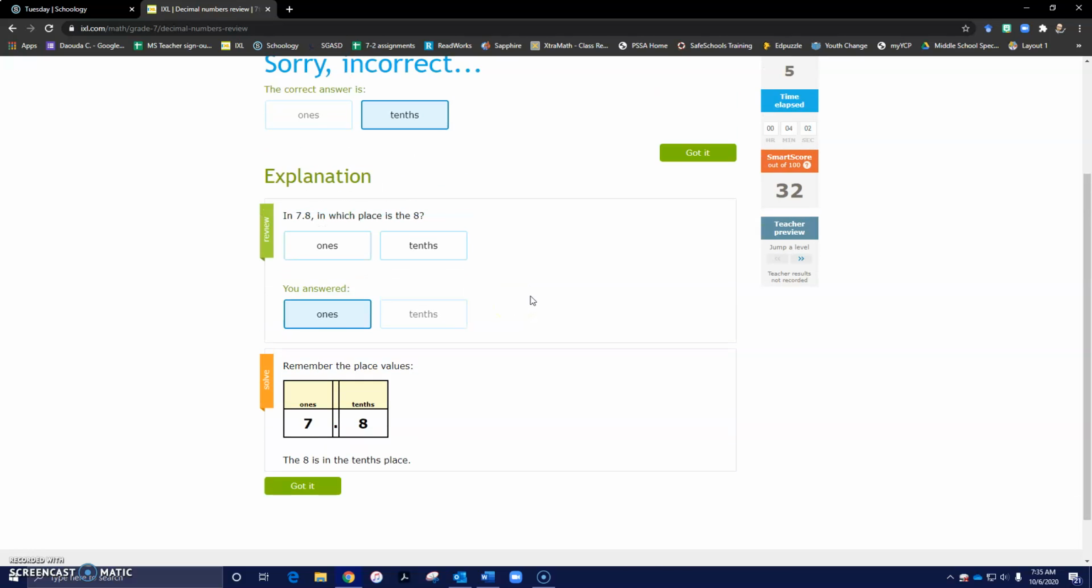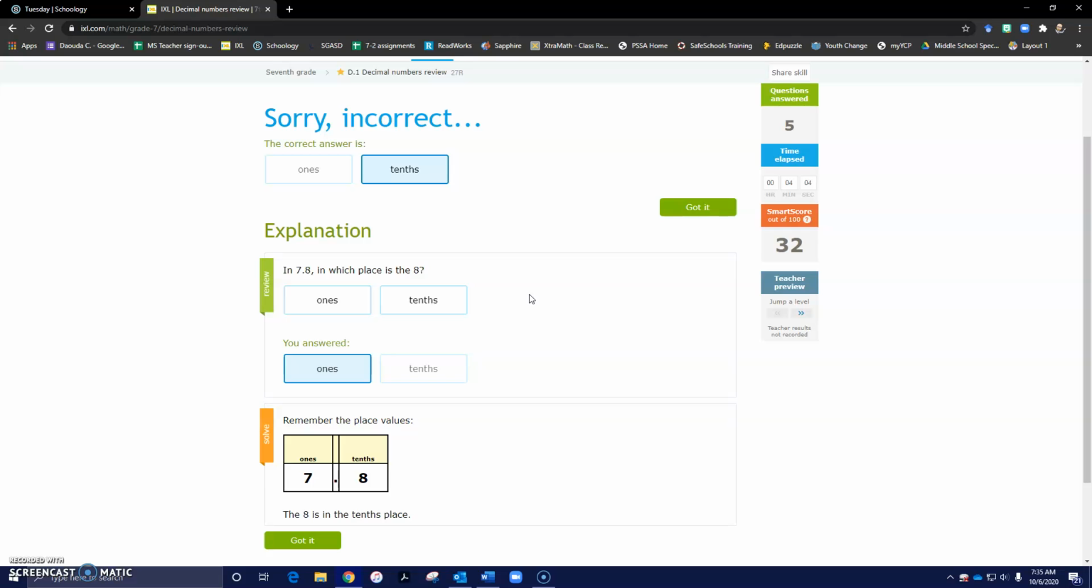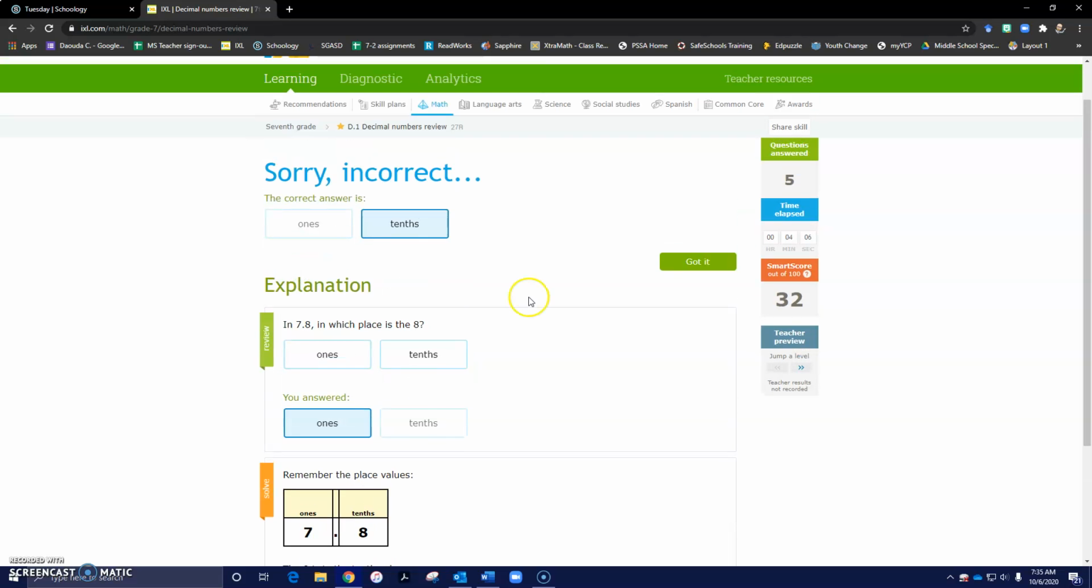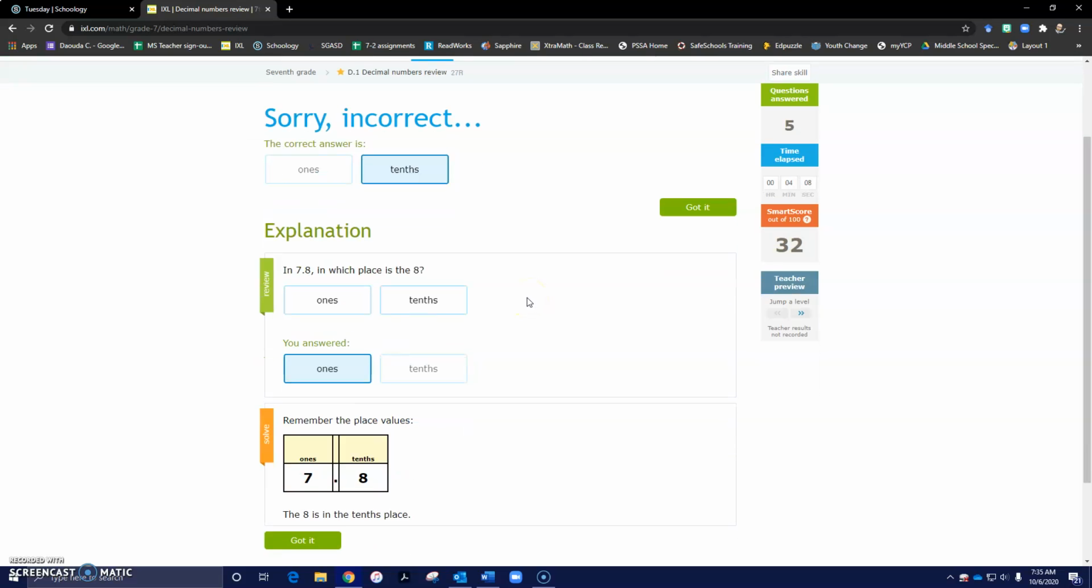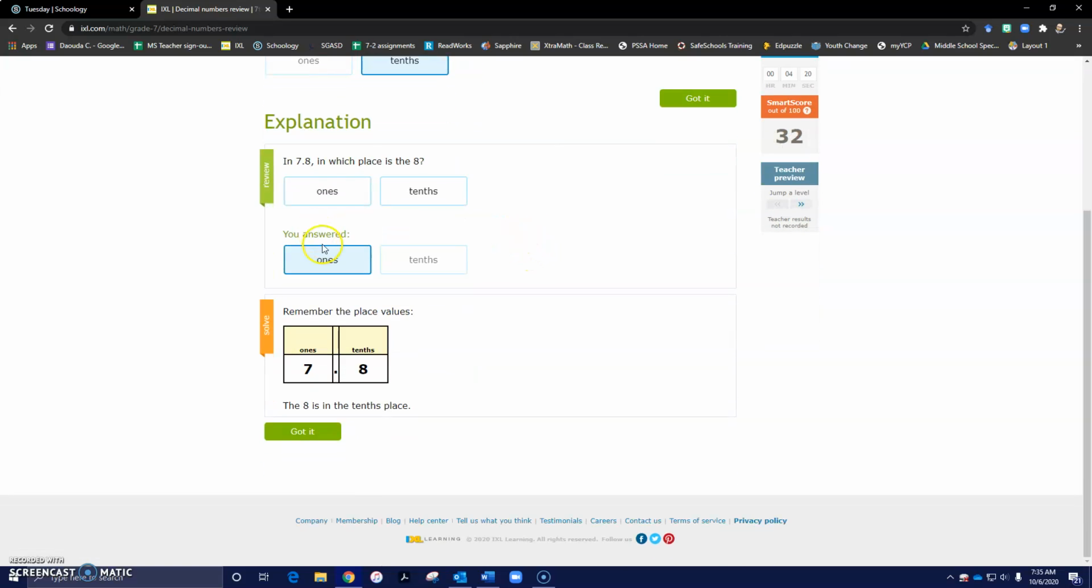Time and time again, I see people that get so frustrated and confused with IXL, and they start saying, what the heck? Oh, it's getting so wrong. Read the explanation. It'll explain why you got the answer incorrect. So in this one, obviously you see I answered ones, and then the right answer is tenths. But why is the right answer tenths?